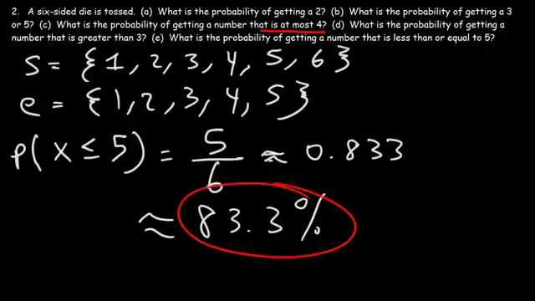So that's basically it for this video. Now you know how to calculate the probability of an event occurring.